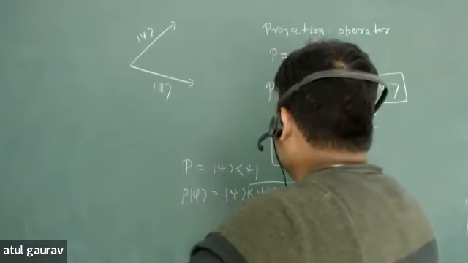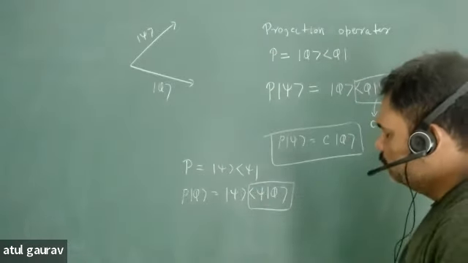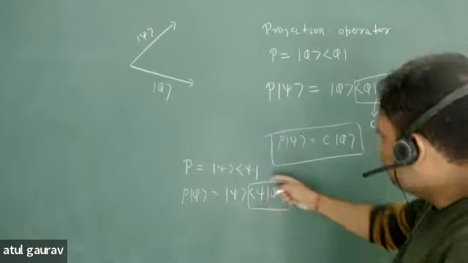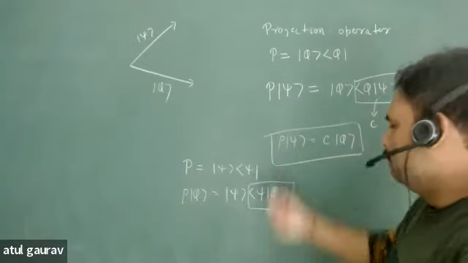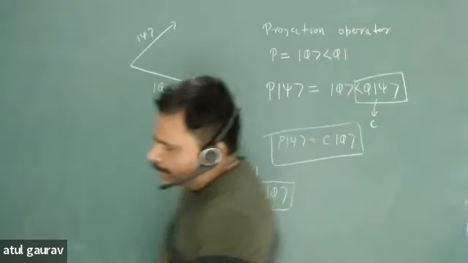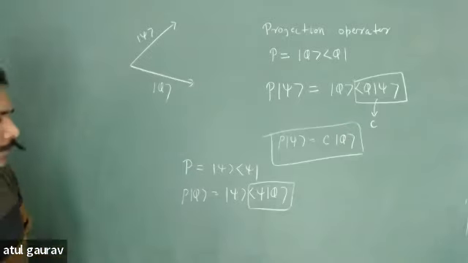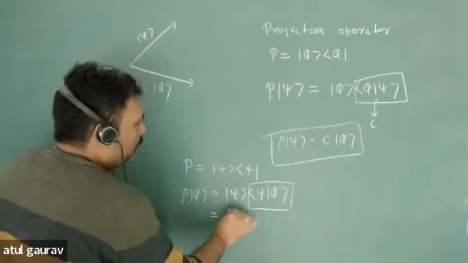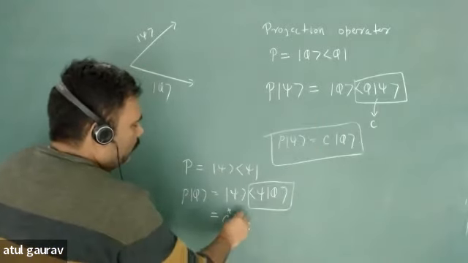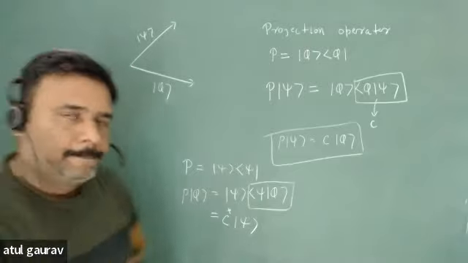And what is psi phi? This is just a scalar product, isn't it? And this scalar product can be C star. Suppose phi psi is C, then this will be C star kind of thing, if this is a complex number. So you can write this as C star, because phi psi is C, and you can take it in the direction of psi.